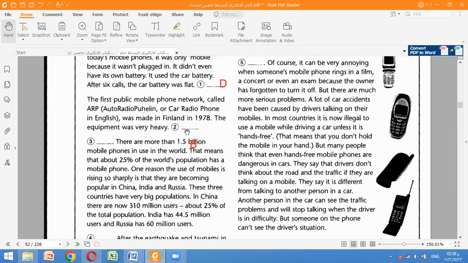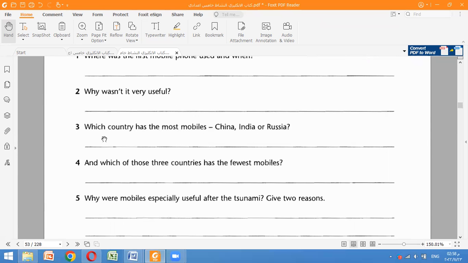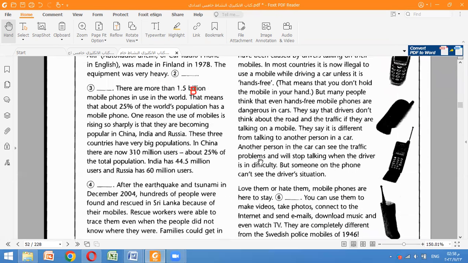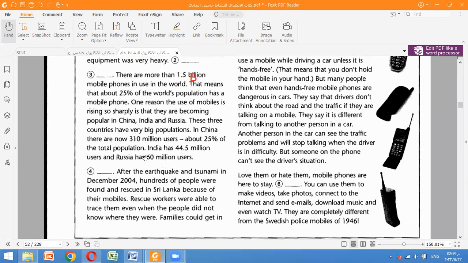Now, the next question: which country has the most mobiles? الأغلب يعني بالاستخدام, China, India, or Russia? As you know, the most, and which one has the fewest mobiles? Which one of those 3 countries نفسهم هذول الثلاثة has the fewest mobiles? For the first answer, China, we said there were 300 million users, okay? And the fewest was India, which is 44.5 million. شوفوا الأكثر والأقل. Russia كان 60 million, يعني in between خلينا نسميها.